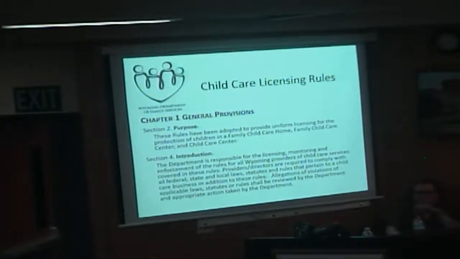I just put down a couple of the basic provisions here. As in the Wyoming Department of Family Services rules, Chapter 1, General Provisions, Section 2, the purpose of the rules has been adopted to provide uniform licensing for protection of children in a family child care home, family child care center, and a child care center. In Section 4, the introduction, the department is responsible for the licensing, monitoring, and enforcement of the rules for all Wyoming providers of child care services covered in these rules. Providers and directors are required to comply with all federal, state, and local laws, statutes, and rules that pertain to a child care business in addition to these rules. Allegations of violations of applicable laws, statutes, and rules shall be reviewed by the department and appropriate action taken by the department.